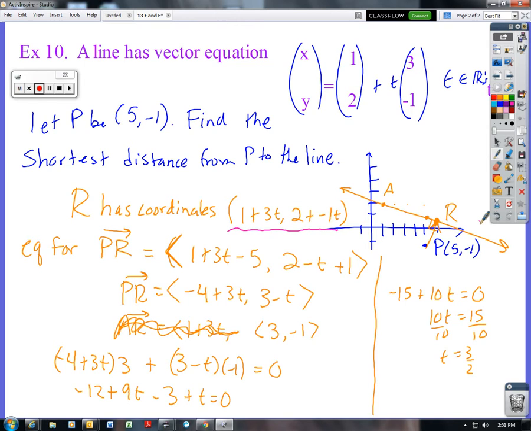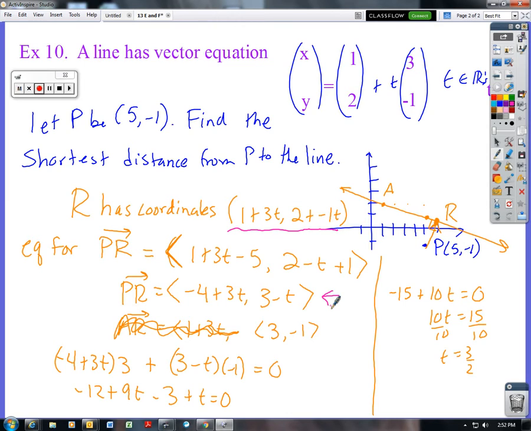The other way is using vectors. Let's do it that way since that's what we're studying. We could find the vector PR, because we have the vector equation here. And then once we have that vector, we can find its magnitude, which will be its length. So let's do it that way.